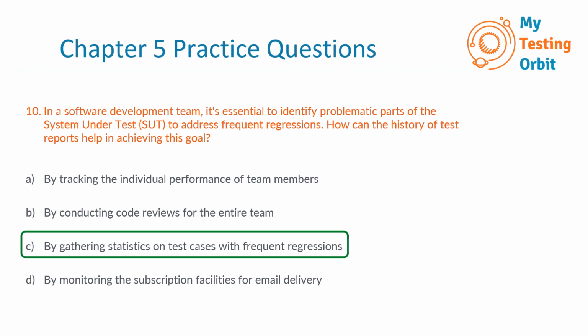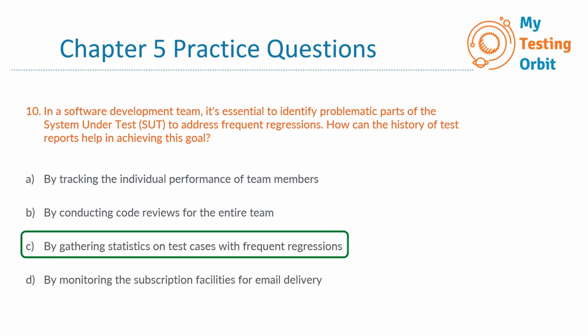Now let's have a look at A, why this is incorrect. Tracking individual team member performance is not directly related to identifying problematic parts of the SUT. It may be relevant for other purposes like evaluating team members' work, but not for addressing regressions in the SUT.